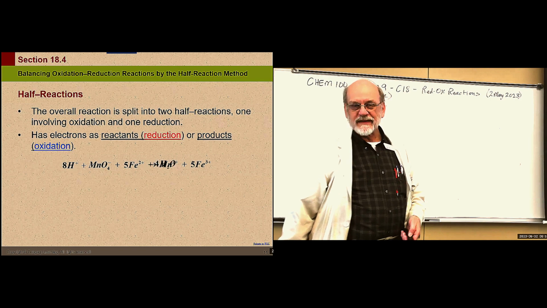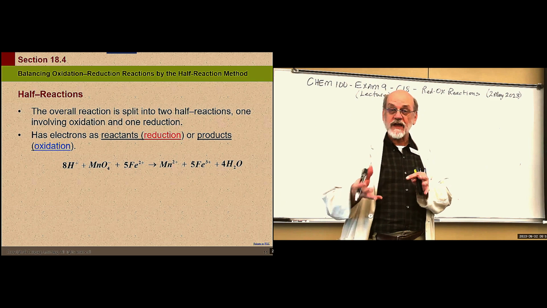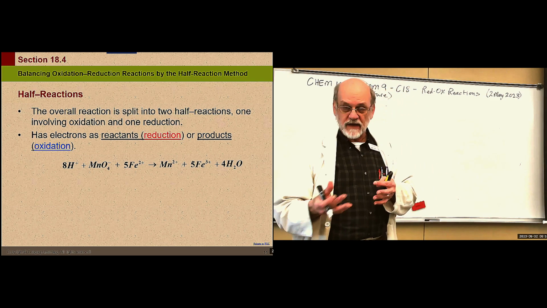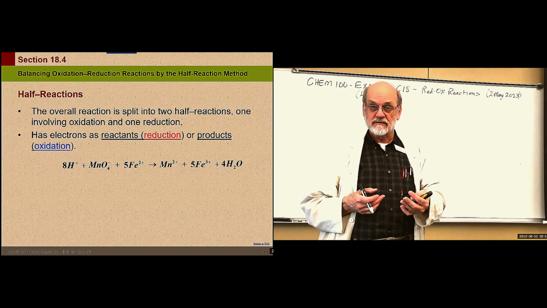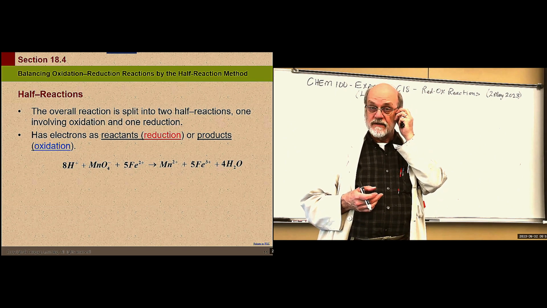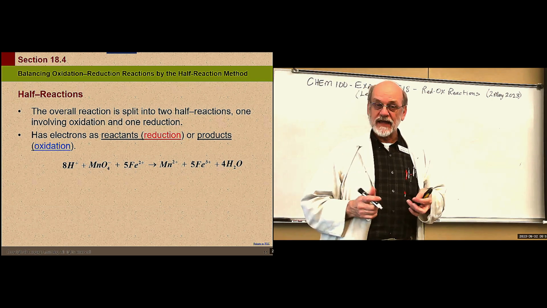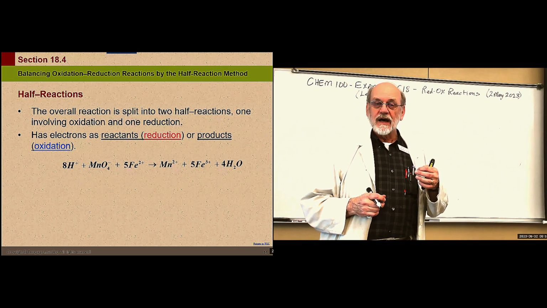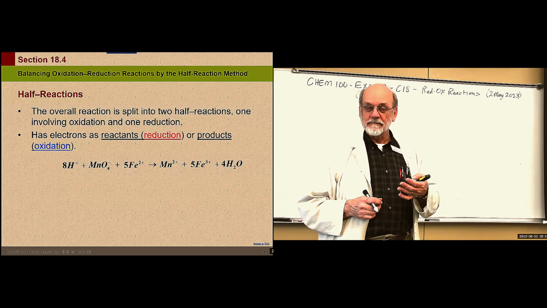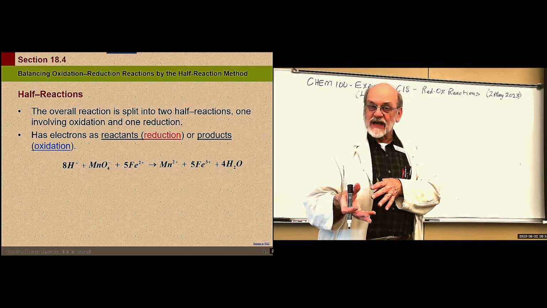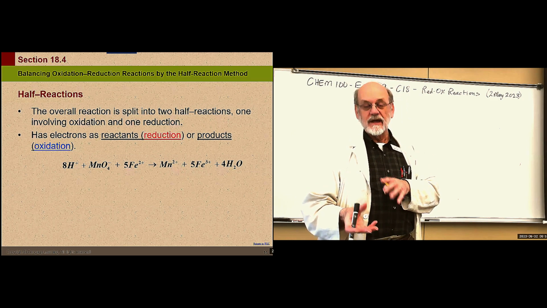So here's a complete reaction that's balanced for us. This is just to illustrate the half reaction concept. We have 8 hydrogen ions, which means this is acidic solution, right? If we have hydrogen ions there, then we're in acidic solution. Then we have this manganate ion, MnO4 minus, as a reactant, and we have iron 2 plus as a reactant. Products are manganese ion 2 plus, the iron 3 plus now, not 2 plus, and water.